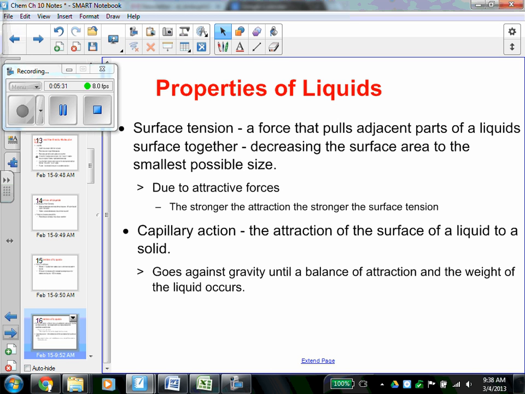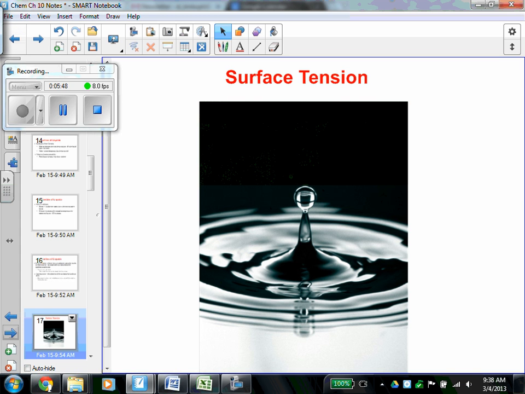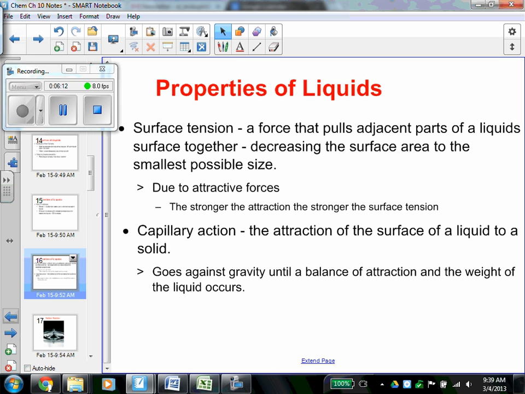We have surface tension. Now, surface tension is a force that pulls adjacent particles of liquids at the surface together, decreasing the surface area to the smallest possible size. This is due to the strong attractive forces. All right, so if we take a look at the next slide, you'll notice that in this droplet of water, due to surface tension, which is the ability of the particles at the surface to draw close to one another, I have the smallest possible shape here in the droplet that's coming up from the drop or the drip there, whatever you want to call it. But that's surface tension, okay? These are due, of course, again, to the strong attractive forces.